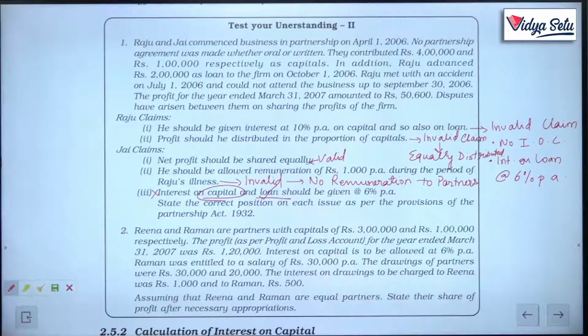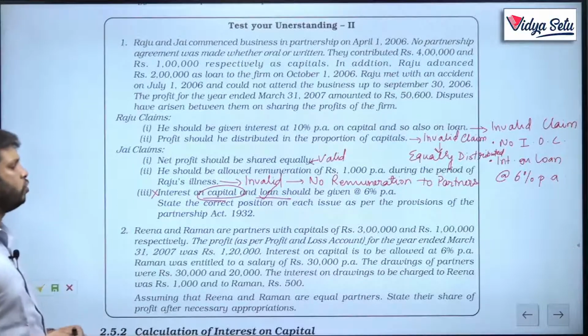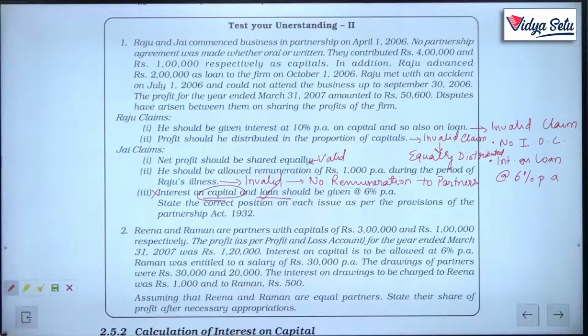Reena and Raman are partners with capital of rupees 3 lakh and rupees 1 lakh respectively. The profits as per P&L account for the year ended March 31, 2007 was 1,20,000. Interest on capital is to be allowed at 6% per annum. Raman was entitled to a salary of rupees 30,000 per annum. The drawings of the partners were 30,000 and 20,000. Interest on drawings to be charged to Reena was 1,500. Assuming that Reena and Raman are equal partners, state their profit after necessary appropriation.